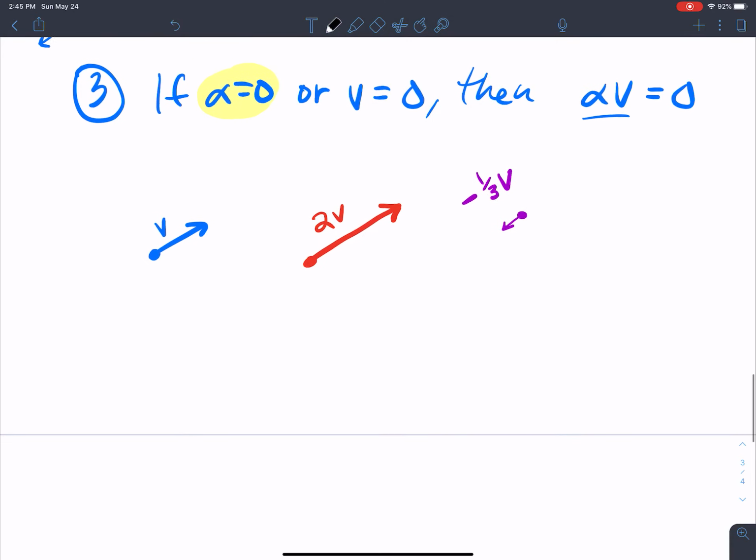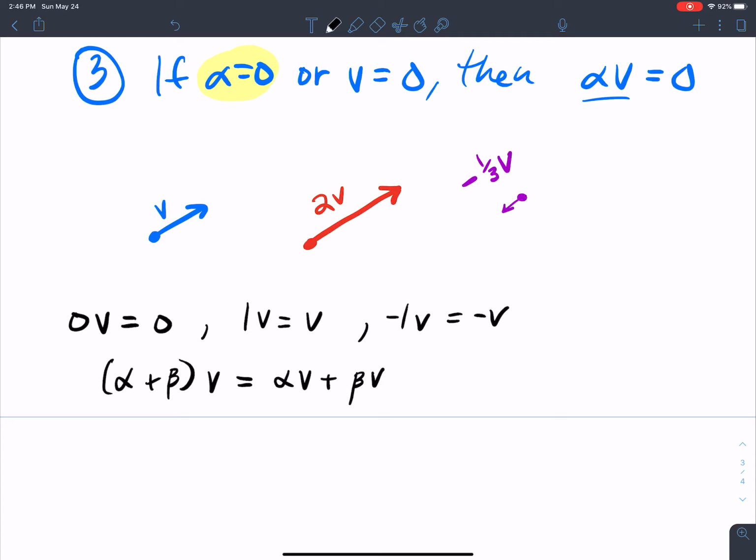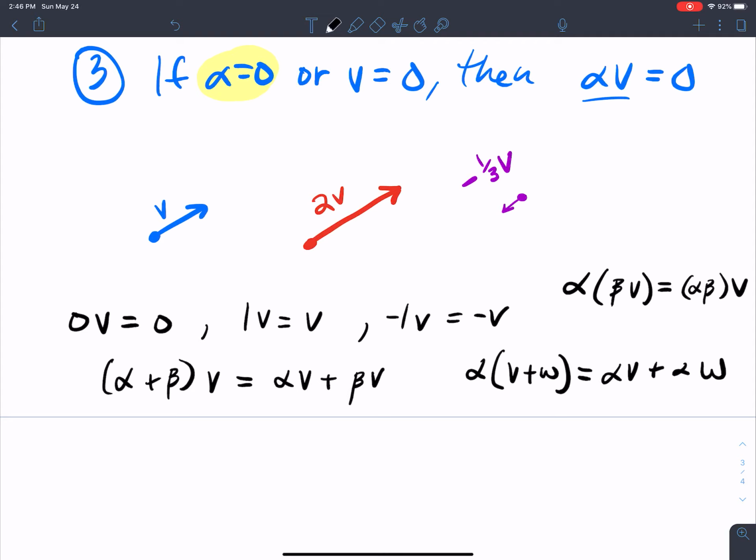So formulas here. 0 times V is equal to the 0 vector. 1 times V is equal to V. Negative 1 times V equals negative V. If I have a scalar plus another scalar times a vector, then that's distributive, so alpha V plus beta V. If I have a scalar multiplied by 2 vectors summed together, I get alpha V plus alpha W. So it's distributed both ways. And then it's also associative: alpha times beta V is equal to alpha beta times V.